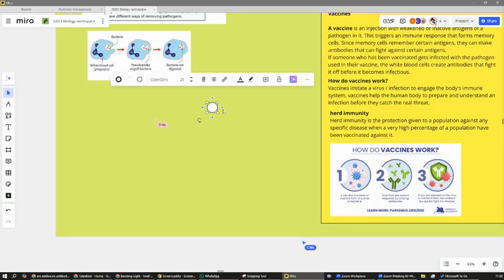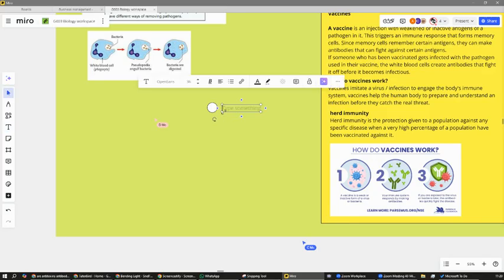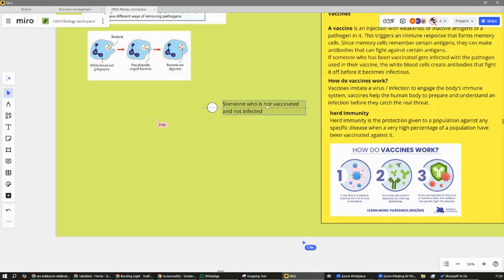I'll give a code. So let's say that if we see a white circle, that means someone who is not vaccinated and not infected. Okay, so neutral. They haven't been vaccinated and they've not been infected. Let's take another one, and this could be whatever disease we imagine.